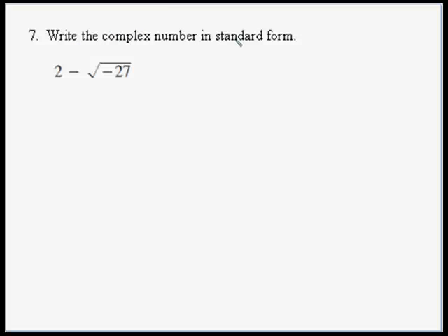Number 7, write the complex number in standard form. Always the first thing to address in these problems is the negative under the radical. So we have our 2 minus. When we pull that negative out, it's going to come out as an imaginary component, and then we have our 27. Can we simplify that 27?